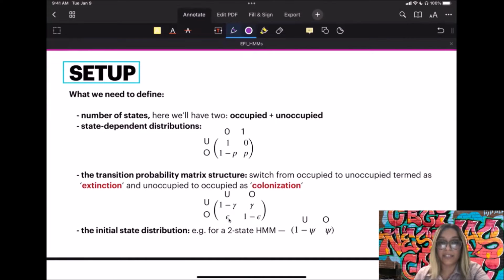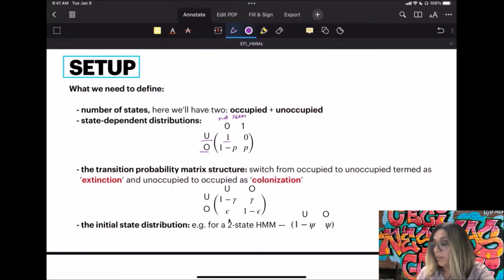And so what we need to define here is the number of states, which we can start with just 2. And similar to before, we have the unoccupied state and the occupied state. If the space is unoccupied, then this is the not seen or detected. We'll only see zeros, because if it's not there, we won't see it. If it's occupied, with probability 1 minus P, we won't detect it. With probability P, we will detect it.